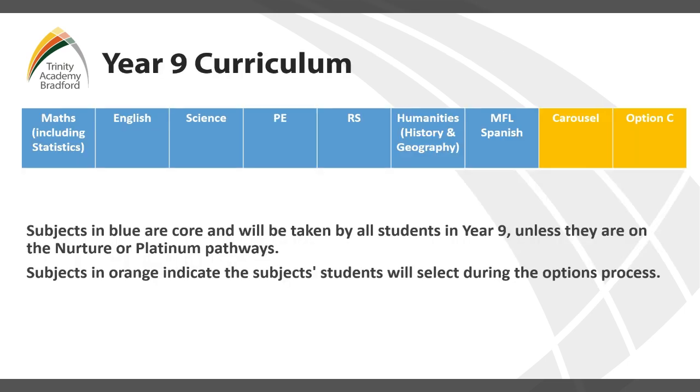This is what the Year 9 curriculum will look like. Students still have to take the core subjects, which are Maths, English, Science, PERS. They will either select History or Geography and their Spanish option, their Modern Foreign Language. The sections in orange are the sections that will change slightly in Year 9.